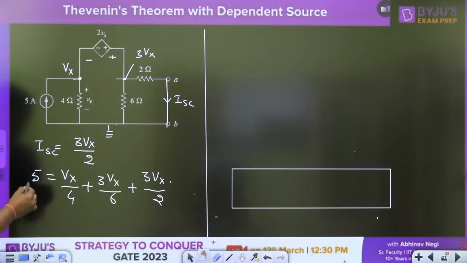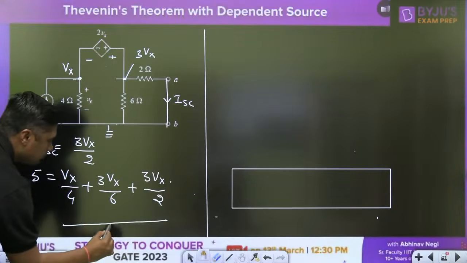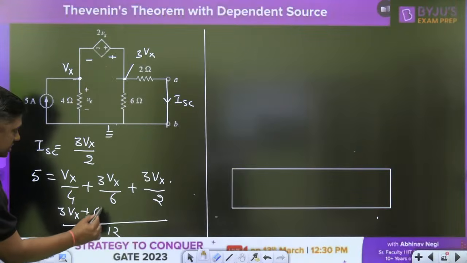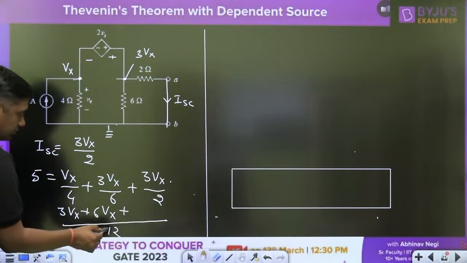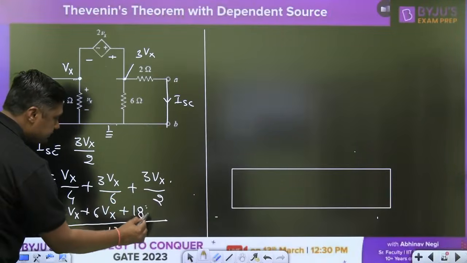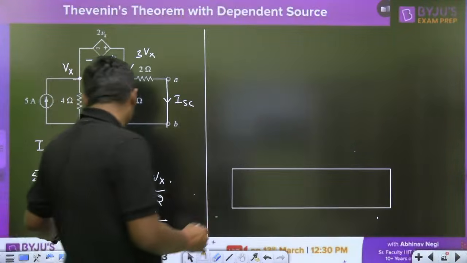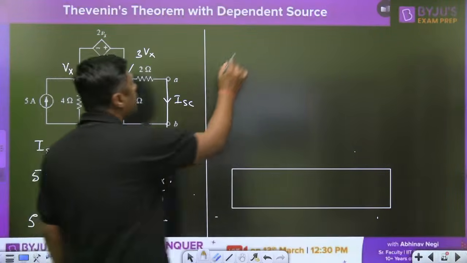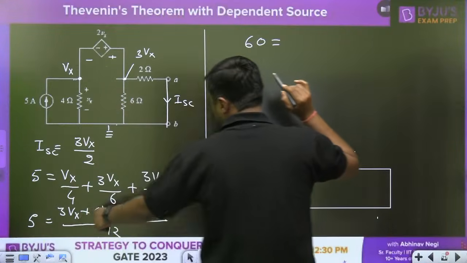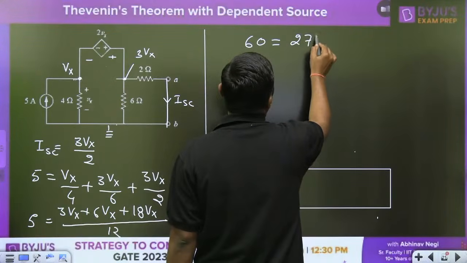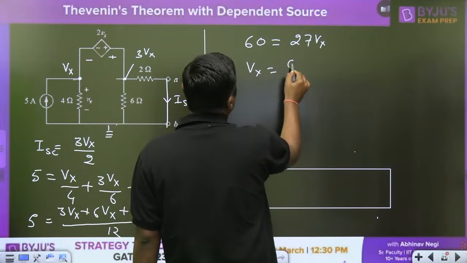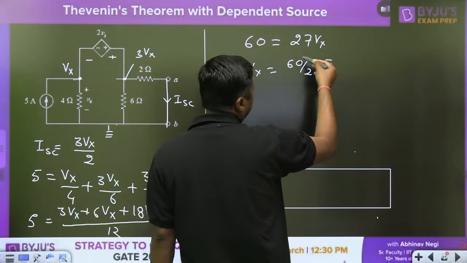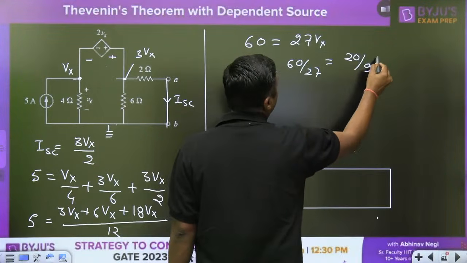You can take 12 as the LCM. This will become 3Vx, this will become 6Vx, and this will become 6 into 3, 18Vx. Now this is equal to 5, so 12 into 5, 60 is equal to 3 plus 9 plus 18, 27Vx. What is Vx? 60 by 27. You can divide it by 3, and that becomes 20 divided by 9 volt.